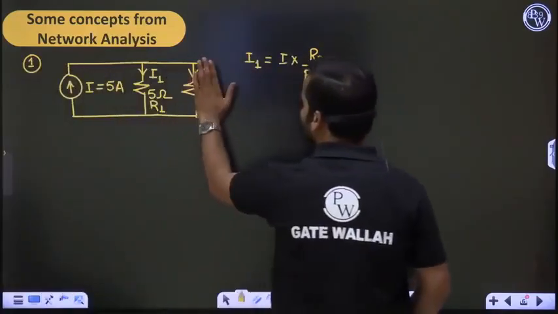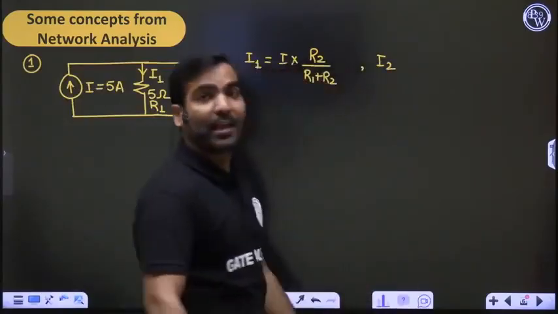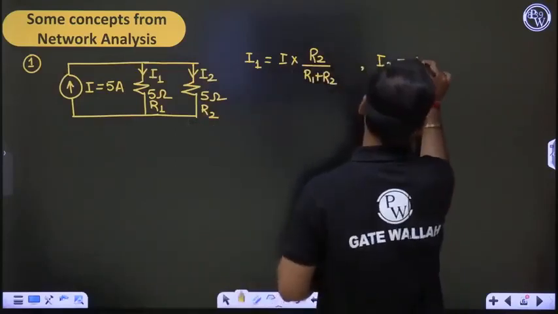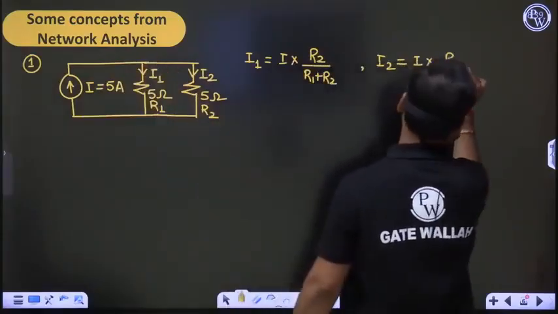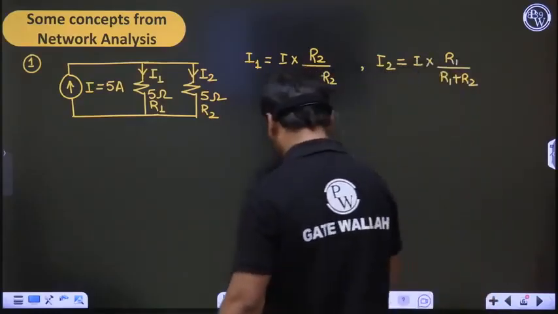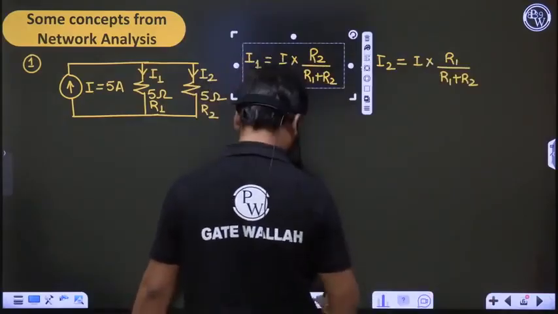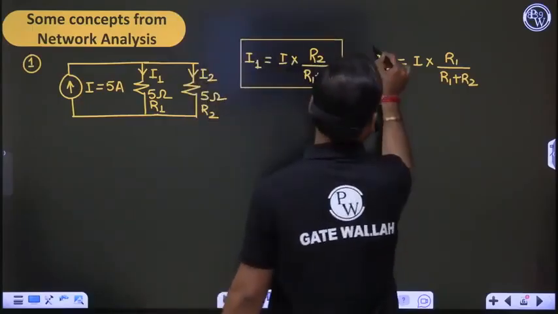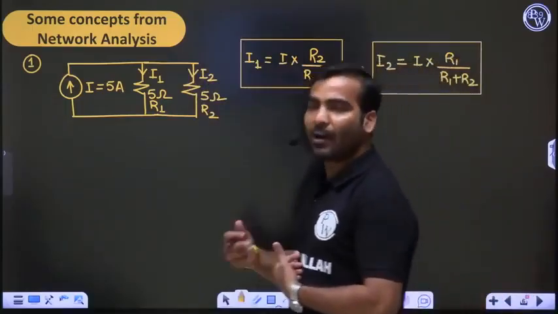Similarly, what is the current in resistance R2, that is I2? You need to remember this formula, and understand this formula. So I2 will be equal to current I into R1 upon R1 plus R2. These are the two formulas for I1 and I2. This is your current division rule: how current is divided.